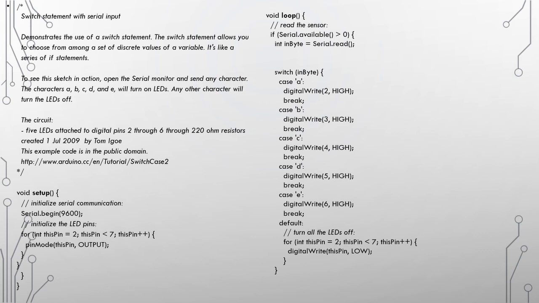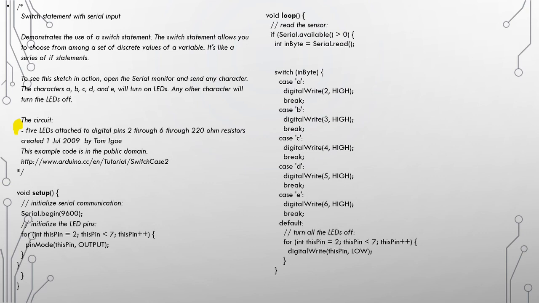But this code is essentially allowing you to choose from a set of variables, A, B, C, D, and E, to turn on different LED lights. So imagine, it even outlines it here, you have a circuit with 5 LEDs connected to your pins 2 through 6. You have your LEDs connected and you want to turn them on by using different characters. So we can do this by using switch case.